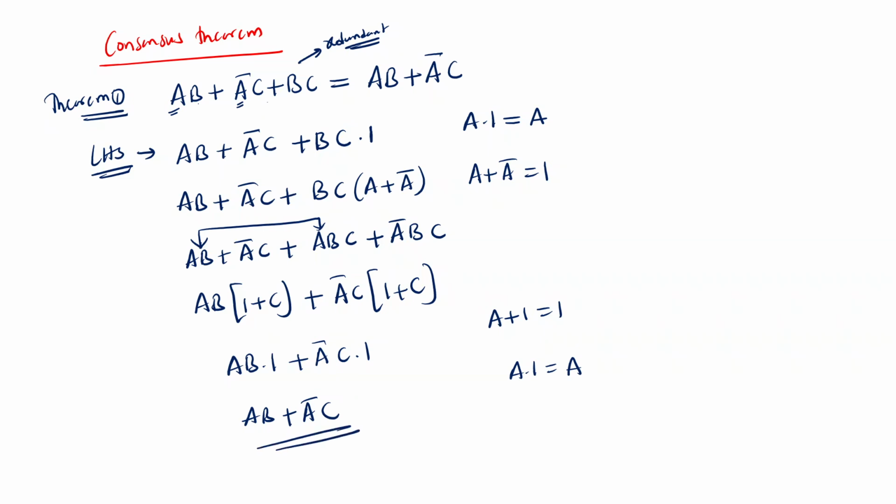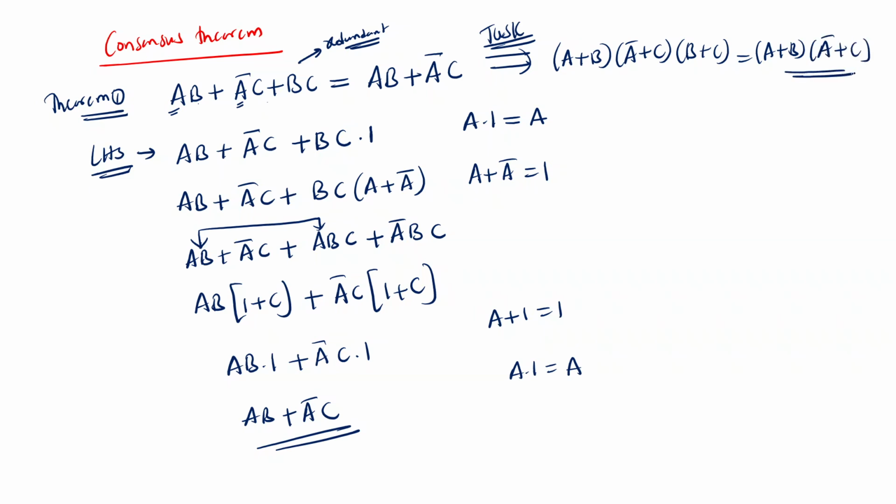So what is the dual of this one? Dual you need to prove. That is your task. You need to prove the dual of this function. So this is nothing but (A OR B) and (A bar OR C) and (B OR C), that is equal to what? (A OR B) and (A bar OR C). This is the dual of the consensus theorem. That proof you need to prove.